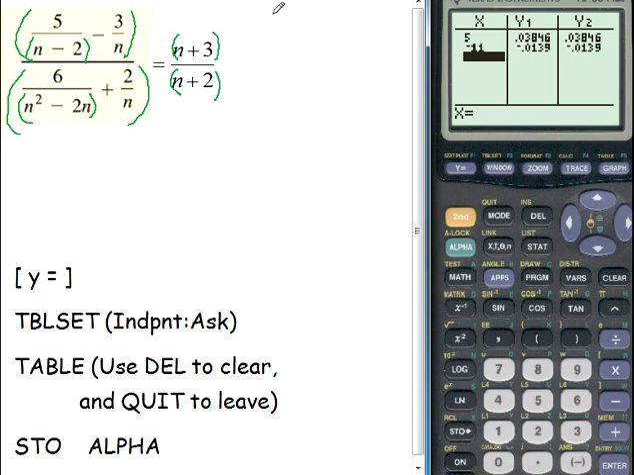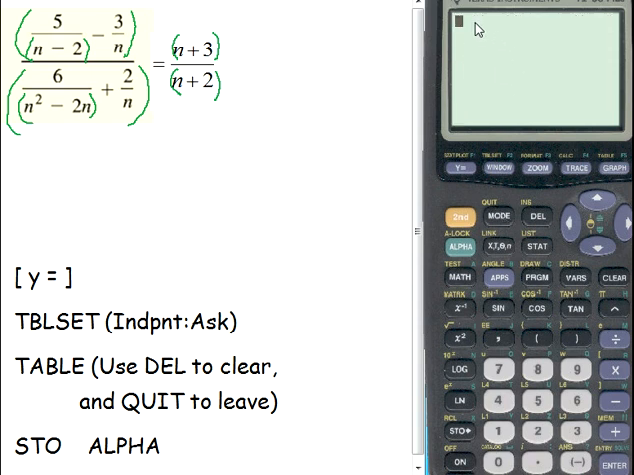Okay, and this problem also came from the e-text. This time we're going to not use the table feature. We're going to use the regular feature. Now, if you were doing this by hand, you would decide what your number is that you're going to substitute in for the variable to check this. And you'd probably pick a small number. So I'm going to let n equal 3. And when you're doing it on the regular display, you have to store that as a value of n.